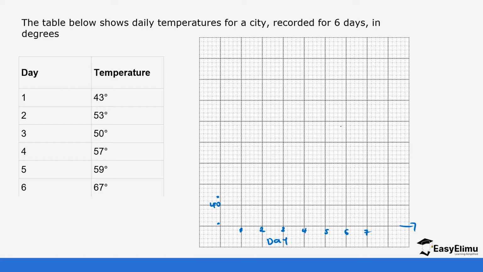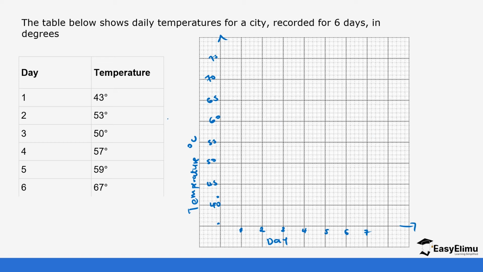So let's label that. It's temperature in degrees Celsius. So we have 40, we have 45, we have 50, we have 55, we have 60, we have 65, we have 70, we have 75. So this is the y-axis.